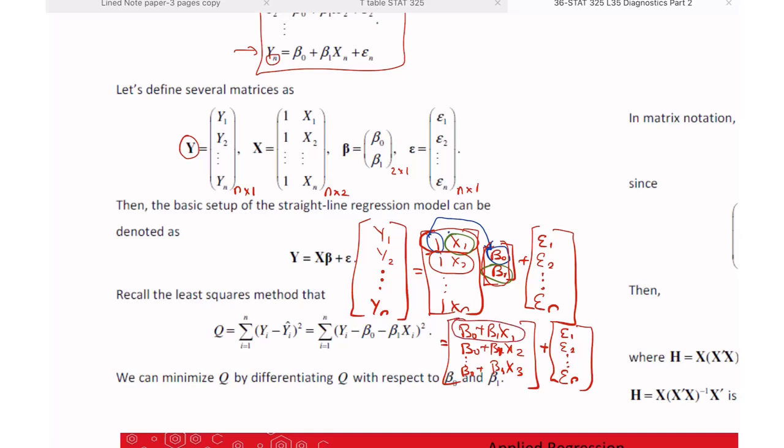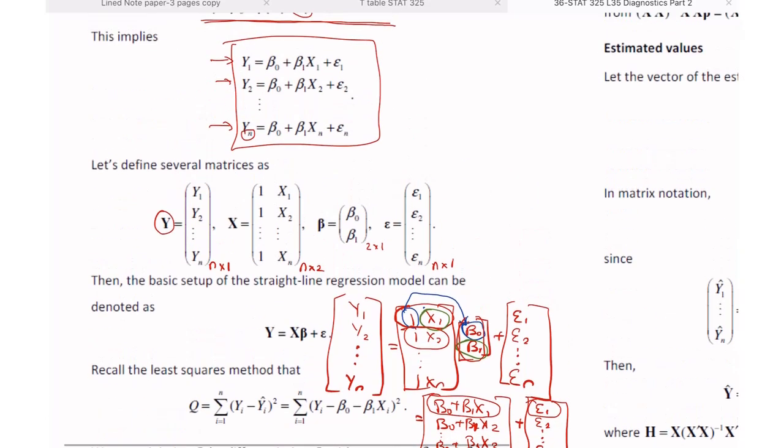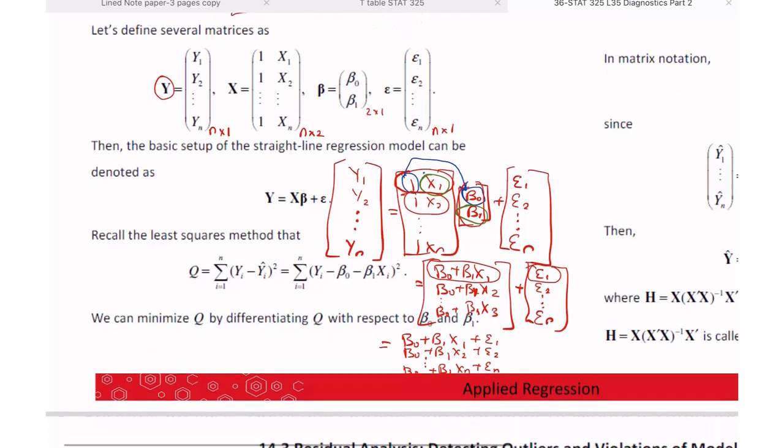So we add this with its corresponding element here, and we end up with beta naught plus beta 1 x1 plus epsilon 1, beta naught plus beta 1 x2 plus epsilon 2, all the way down to beta naught plus beta 1 xn plus epsilon n. And that is exactly what we started out with here. So that is why this notation works, and I hope you now understand that this column of 1s is to return the beta naught by itself.